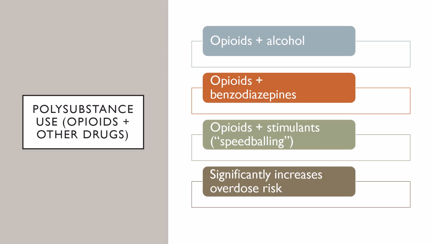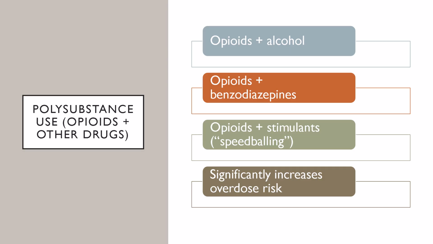So maybe we encounter a client who's using opioids with stimulants. They call that speedballing, so you have the downer and the upper at the same time. And that creates a different kind of risk. The stimulant may be masking some of the sedating effects of the opioid, and that leads the person to use more than they otherwise would.